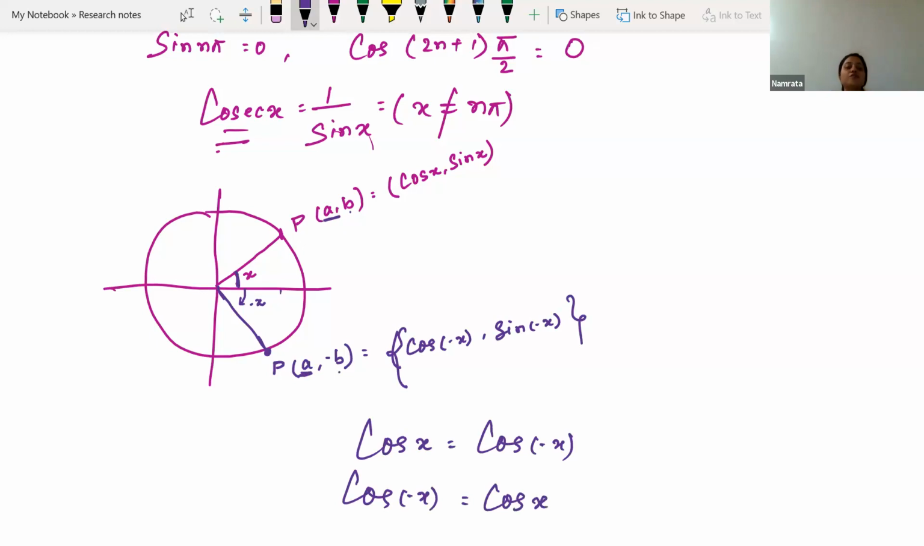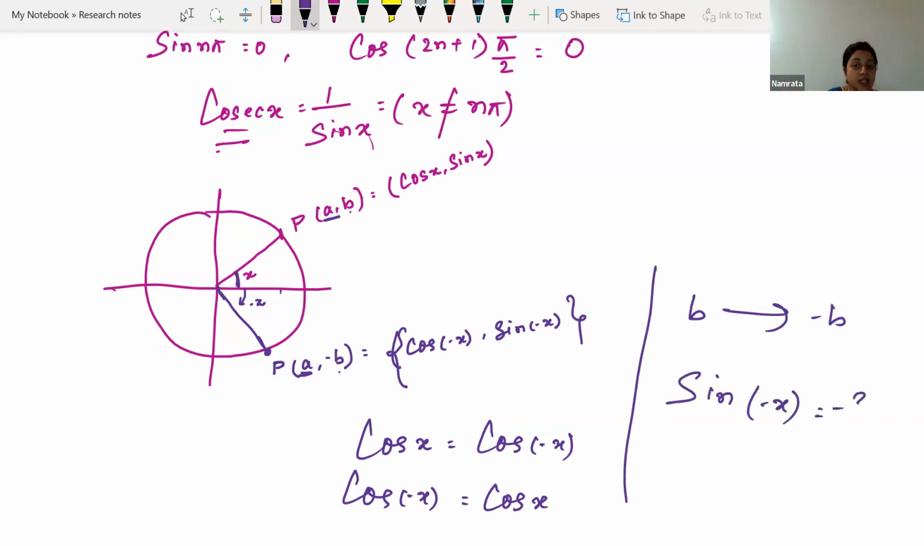The negative sign will get absorbed when we take cosine of a negative angle. Why is it getting absorbed? Because A is not changing when you change the quadrant, when you change the place on the unit circle. A remains A. The P coordinate was A comma B over there, and here also it's A comma whatever. But B is changing. This B became minus B. So we have to say sine of minus X will be minus sine X.